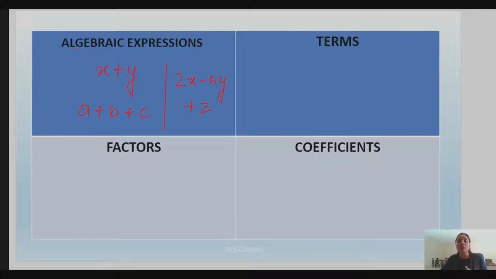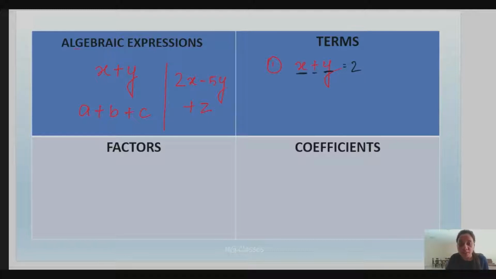Okay, now terms, how we will count how many terms are there. Suppose I am taking the previous example only, the first one, x plus y. So here, what is the total number of terms we are having? See carefully. This plus sign is separating the terms. So x is the first term and then y is the second term. What's the total number of terms? It's 2 for this algebraic expression.